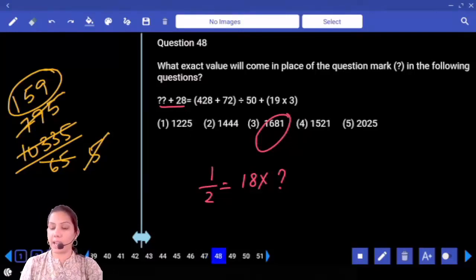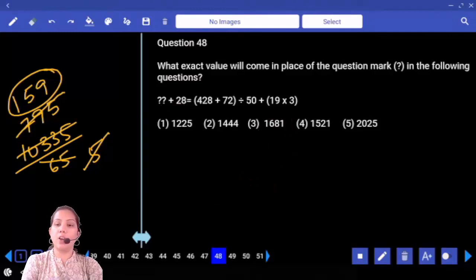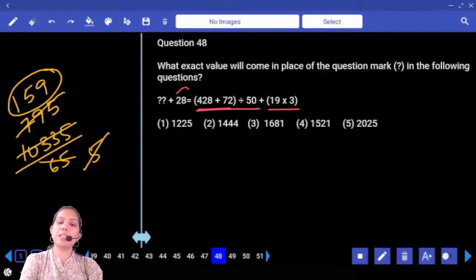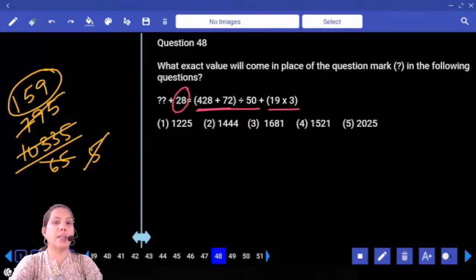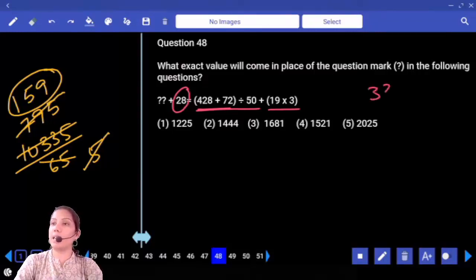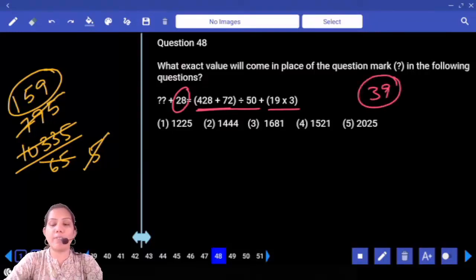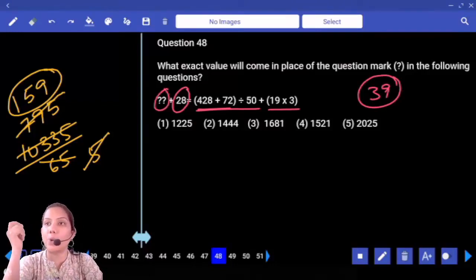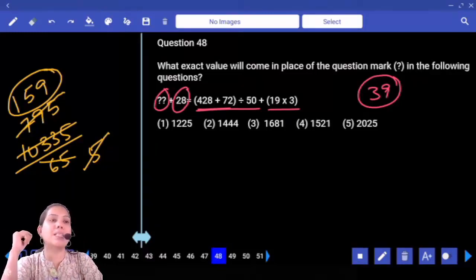Next, question number 48. 428 plus 72, 500. 500 by 50 is 10. 19 3s are 57 plus 10 is 67. 67 minus 28, you get 39. What is the 39 square value? That is the question. What is 39 square? 1521 or 1681?